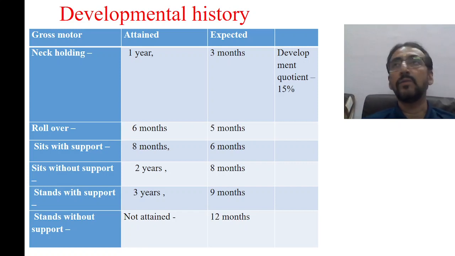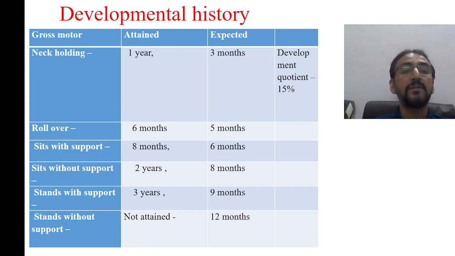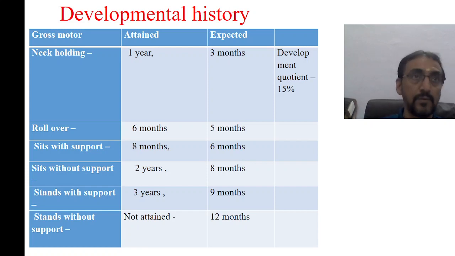Now suppose this is a developmental history, and we are now examining the gross motor milestones. See, first, neck holding is expected at 3 months, but it is attained at 1 year. That means too late. Similarly, rolling over is expected at 5 months, attained at 6 months. Sits with support expected at 6 months, but attained by 8 months. Sits without support expected at 8 months, attained at 2 years. Stands with support expected at 9 months, but attained at 3 years. Stands without support expected at 12 months and not attained, suppose, in this 2-year-old boy.